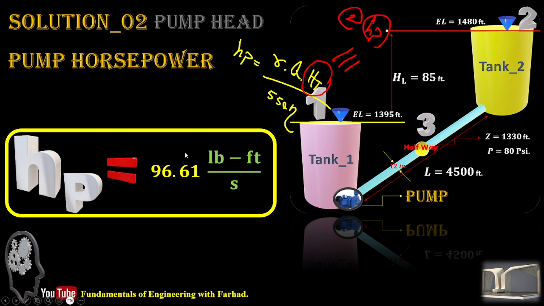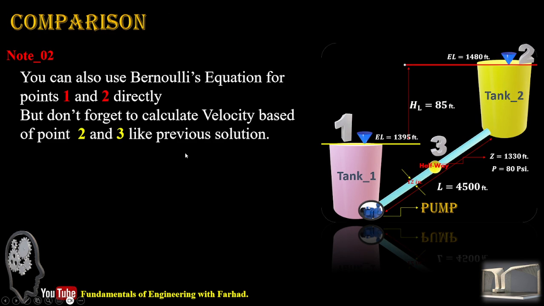There is also an interesting note. You can also use Bernoulli's equation directly from point 1 and 2 instead of 1 and 3. So just jump from 1 to 2. But again, don't forget we need to use Bernoulli's equation for point 2 and 3 to get the velocity of the pipe. Because if you use it here, there are two unknowns, velocity and head of pump. So in either case, you need the Bernoulli equation for point 3 and 2 halfway through to the very end.